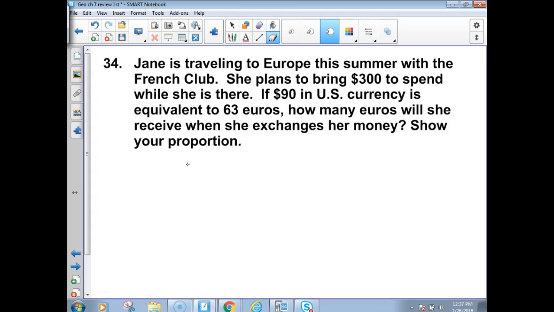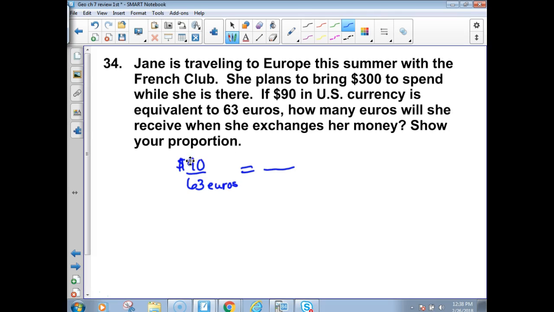This is the rest of the Chapter 7 review. Jane's traveling to Europe this summer with the French Club, and she plans to bring $300 to spend while she's there. If $90 in US currency is equivalent to 63 euros, that means we have a ratio of dollars to euros, which would be $90 is worth 63 euros. Helpful to label sometimes. We're going to set up a proportion. And since she's bringing $300, it's asking how many euros she will get when she exchanges her money, she gets to Europe.